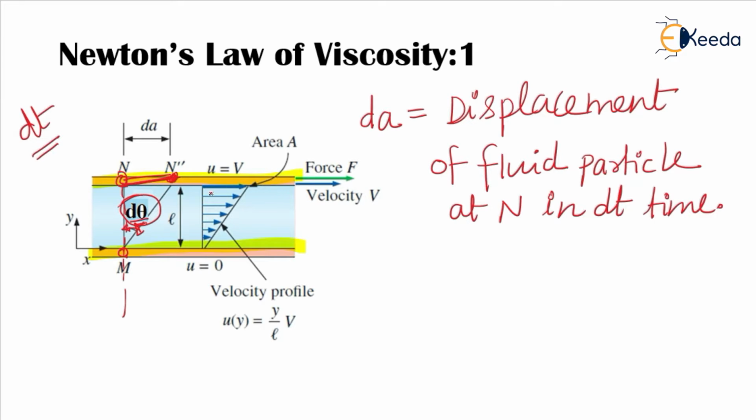Now suppose we take two layers here for our discussion. Here the velocity of the particle is 0, because this plate is at rest, so the velocity of the fluid particle will be 0. The top plate is moving with velocity v, so the velocity of this particle will be v. But we are interested in any two different layers at which we have to determine the velocity.